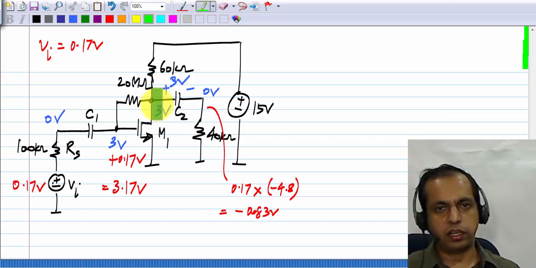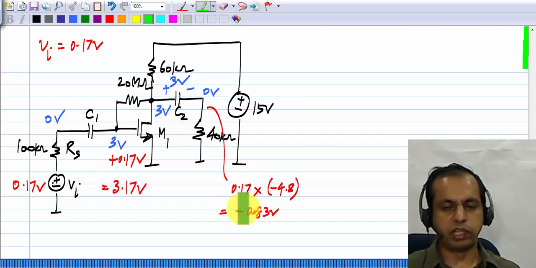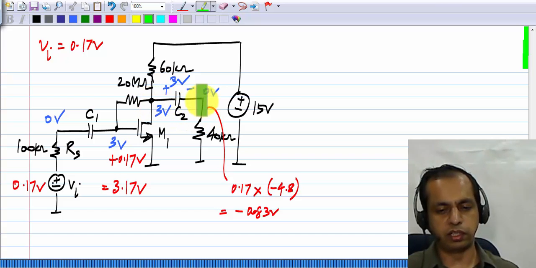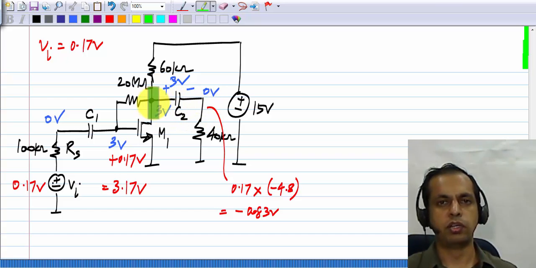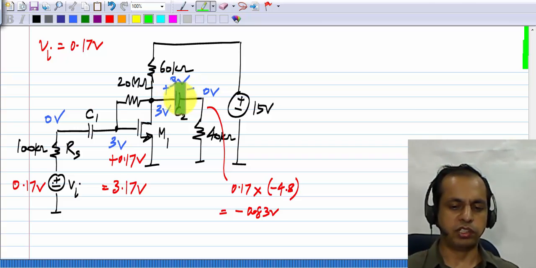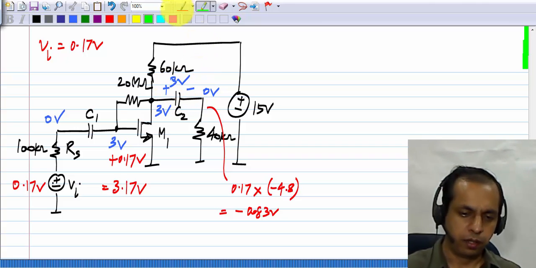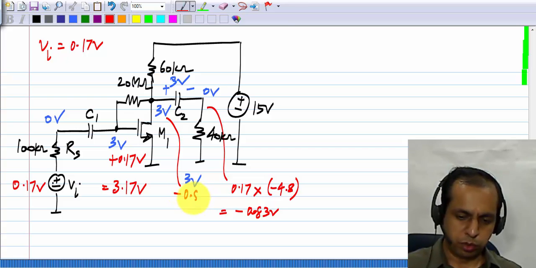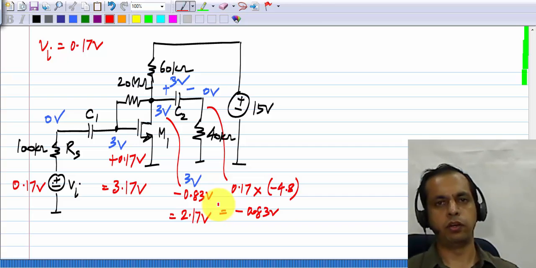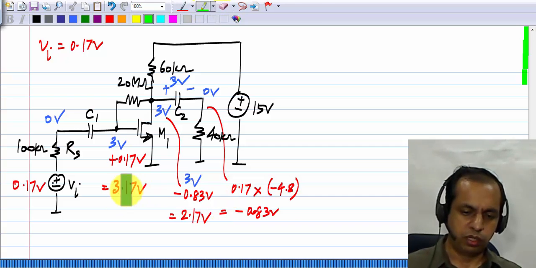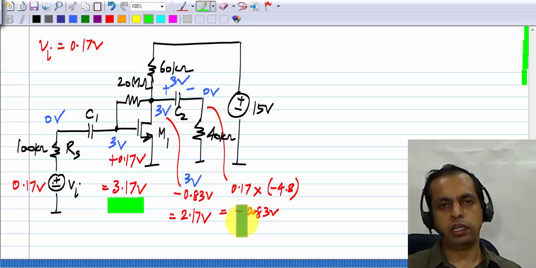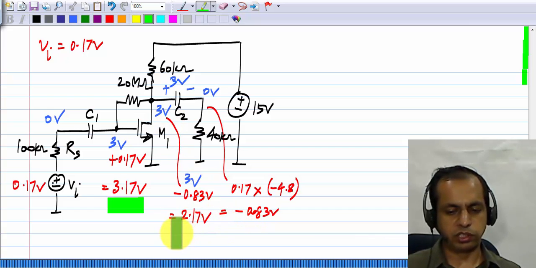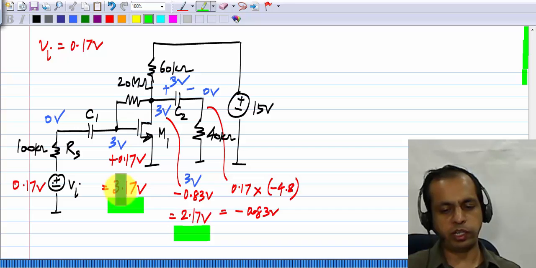And here at the drain, the voltage will be 3 volts minus 0.83. The incremental voltage here and there will be the same, because C2 acts as a short for signal frequencies. In other words, C2 just holds 3 volts. So this voltage here would be 3 volts minus 0.83 volts equals 2.17 volts. Now you see what has happened. The gate voltage is increased to 3.17 volts. The drain voltage has fallen to 2.17, exactly 1 Vt below the gate.